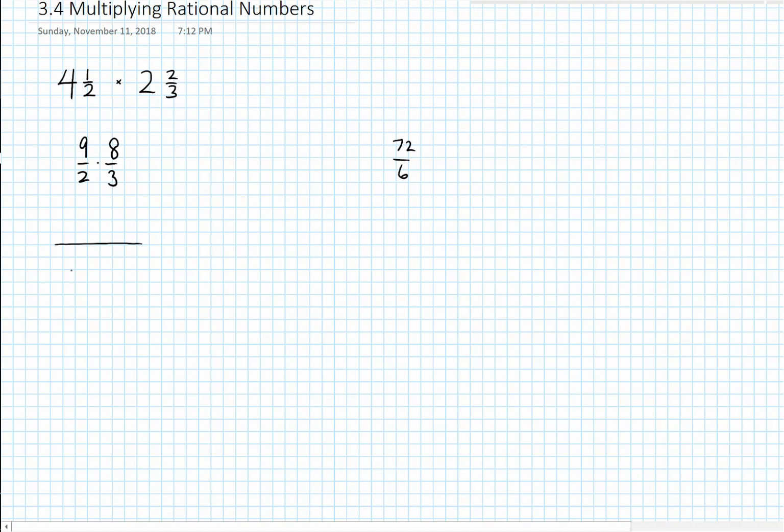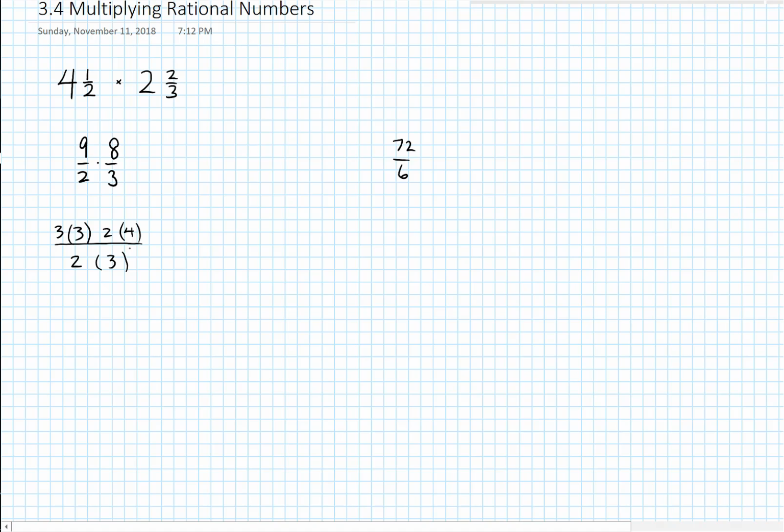So what do we have in the denominator? We have a 2 and we have a 3. And let's see what factors we have that can cancel with 2 and 3 in the numerator. So 9 clearly has a factor of 3, so let's write it as 3 times 3. And the 8 clearly has a factor of 2, so let's write it as 2 times 4.